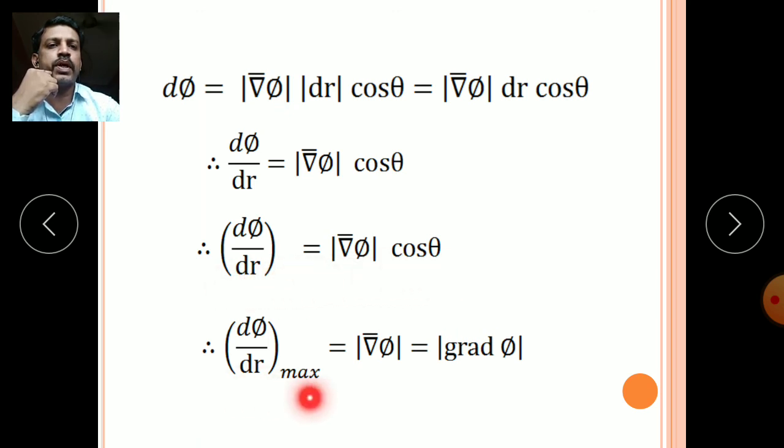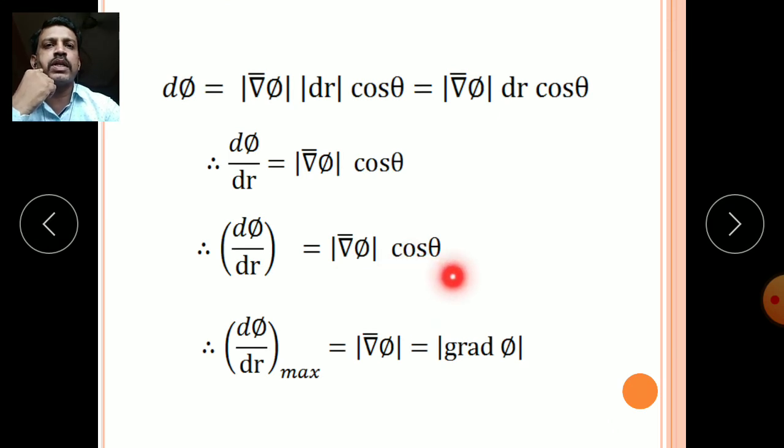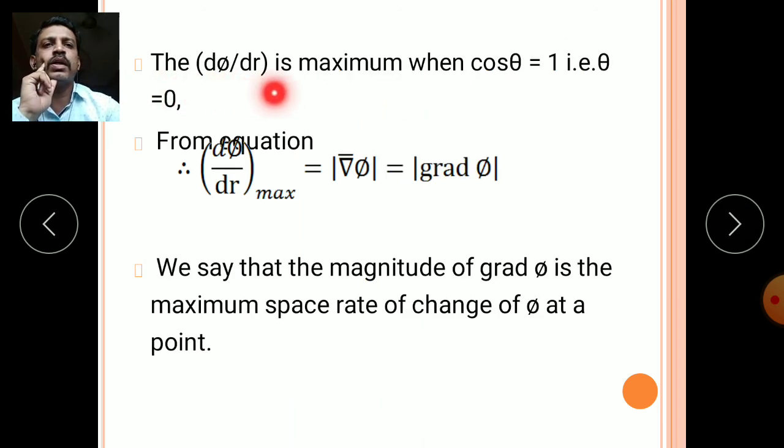d phi upon dr is maximum, equal to the magnitude of del phi or grad phi, when the value of cos theta is 1, that is when theta is equal to 0. Here it is shown that d phi by dr is maximum when cos theta equal to 1, that is theta equal to 0. From the equation, d phi upon dr maximum is equal to the magnitude of del phi or grad phi, so we say that the magnitude of grad phi is the maximum space rate of change of phi at a point.